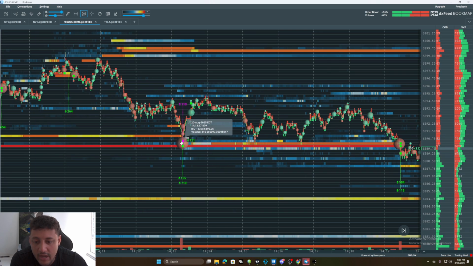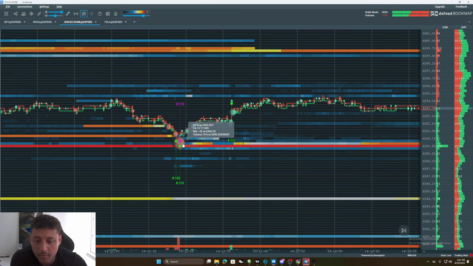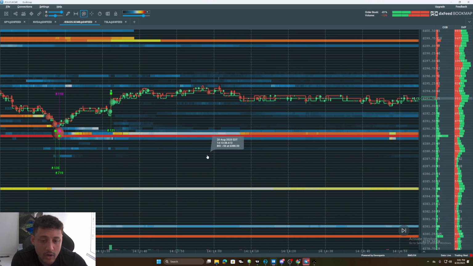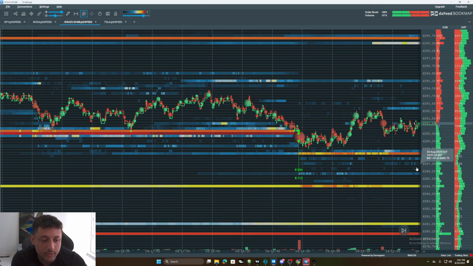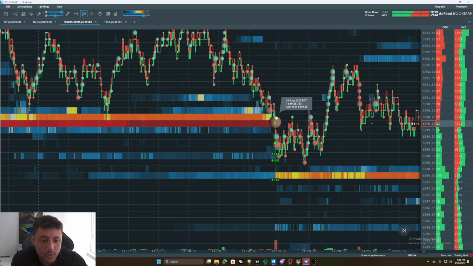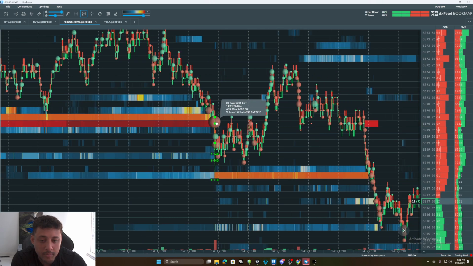So essentially, we had sellers get really aggressive here. You guys can see that there's 816 contracts aggressively executed at the market, and then we had some bids sitting here that got filled here as well, but price pumped up a little bit too quick, and I needed to wait for a pullback back down to the level.